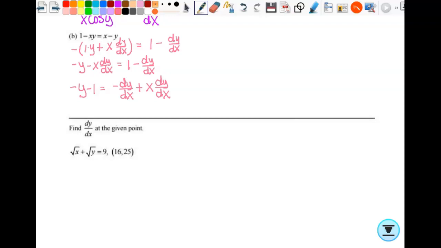All right, so on the right-hand side, what am I going to need to do? Factor. Okay, so I'm going to move over here. Negative y minus 1 equals, I'm going to factor out a dy/dx. Now, don't make a rookie mistake here. How many terms do I have? Right here, I have 2. So I'm going to have 2 inside these parentheses. What's the first one going to be? Negative 1 plus x. There you go. And then divide. So I would get negative y minus 1 divided by negative 1 plus x equals dy/dx.